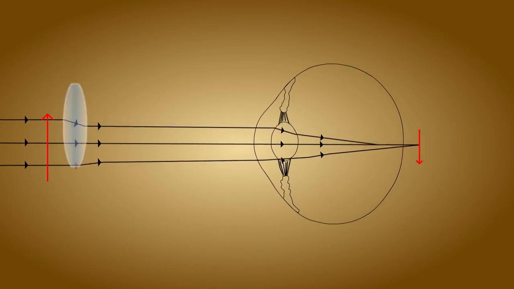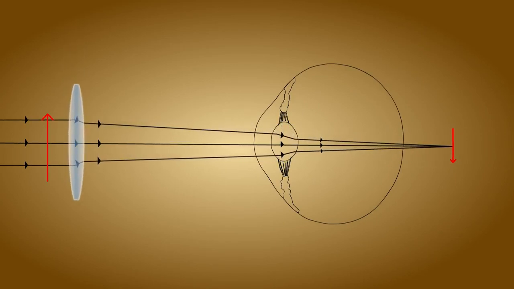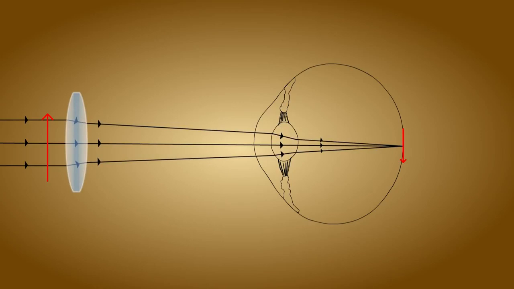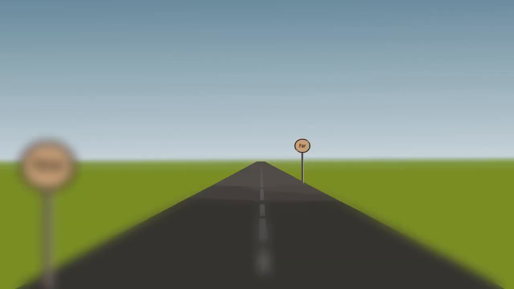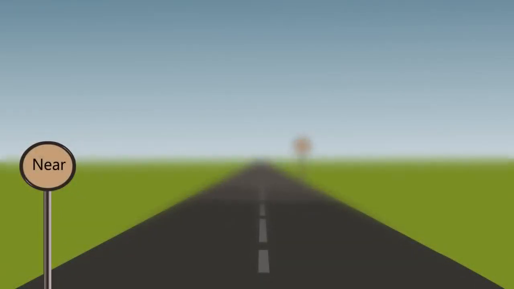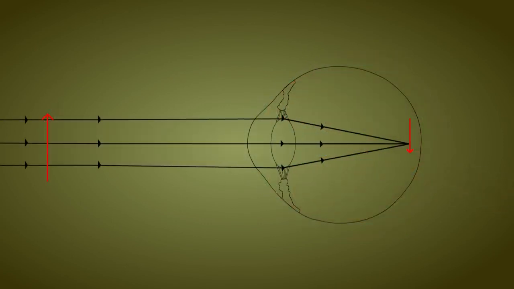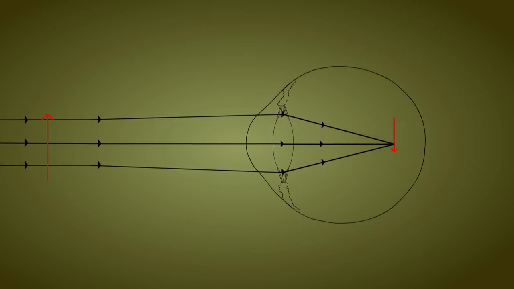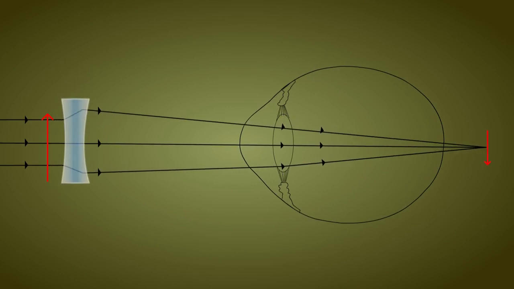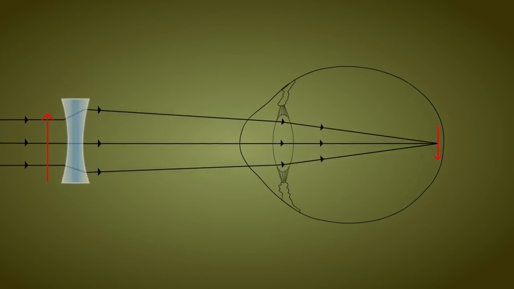This defect can be corrected using convex lens of suitable focal length. The next defect is myopia or short-sightedness, in which distant objects cannot be seen clearly as the image is formed in front of the retina. This defect may be due to the increase in curvature of the lens or due to the increase in length of the eyeball. This defect can be corrected using concave lens of suitable focal length.